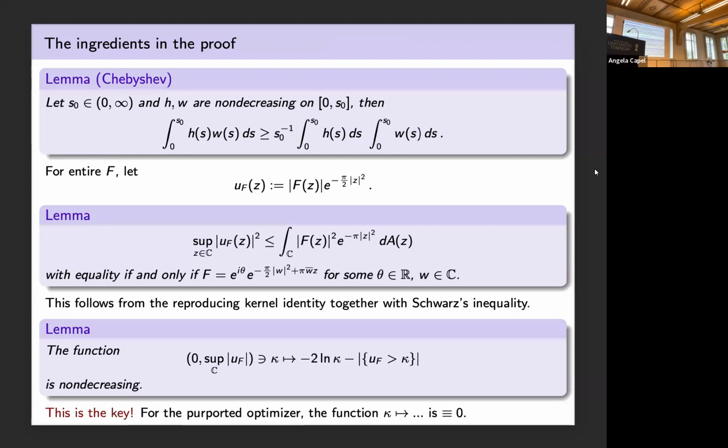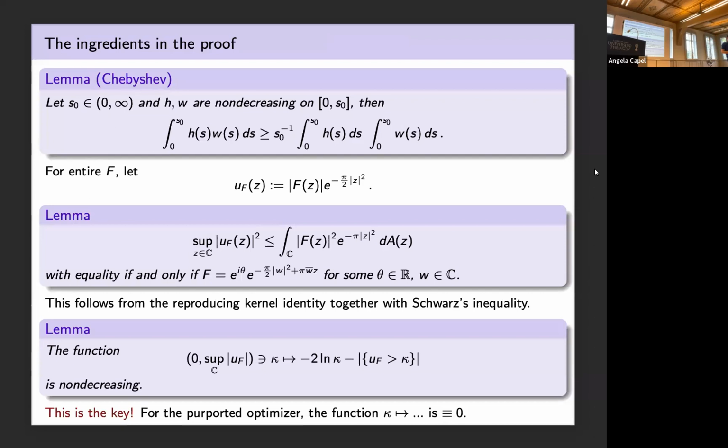You have 2 functions, h and w, on an interval. And you assume that your function w is an increasing function. And you want to optimize over the function h to make that integral, the product, as small as possible. If w is an increasing function, what will your measure be? Of course, it wants to be a delta at the initial point, to pick up the smallest point of time. That would be the trivial answer.